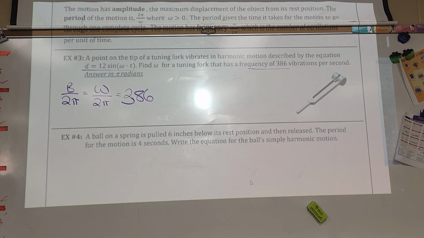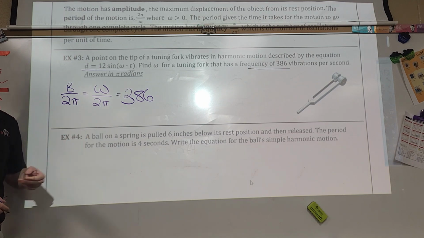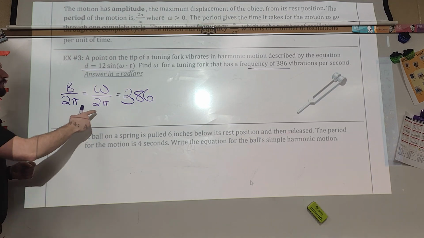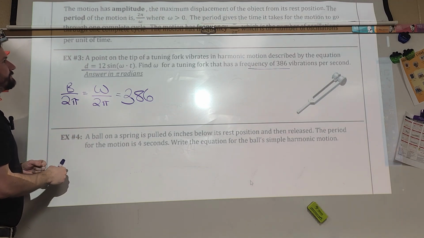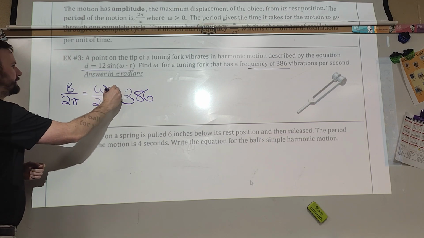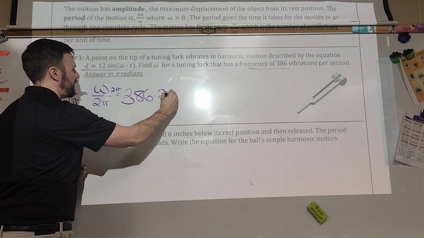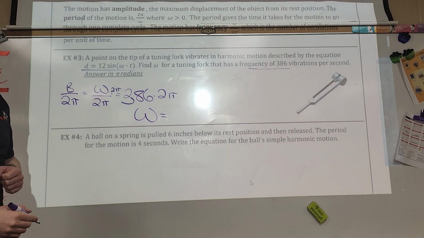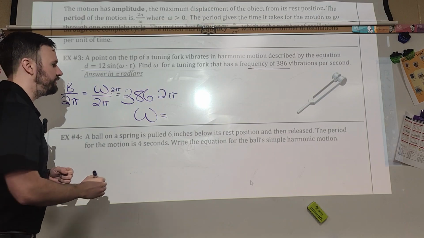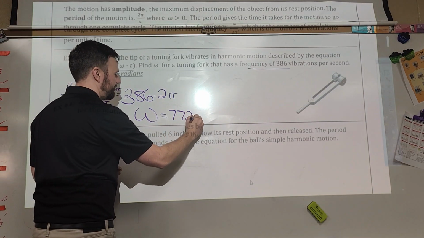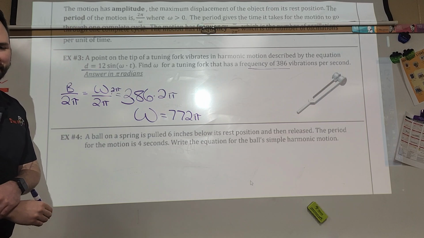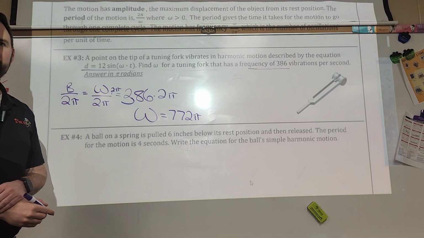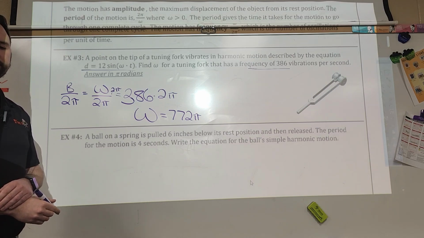What do I do to get that W by itself? Times by 2 pi. Times by 2 pi. And I get W equals 772 pi. I guess I could have done that. Why am I using pi in my answer? Because I like pi better than the answer. No rounding, right? Now, what's my label?